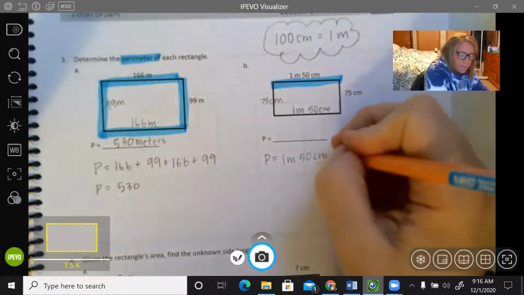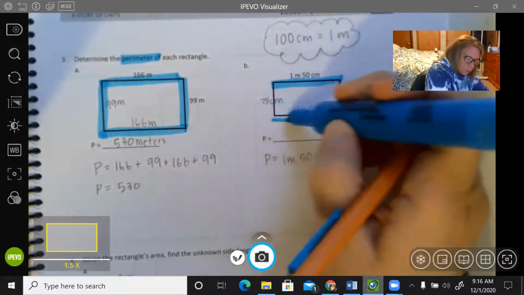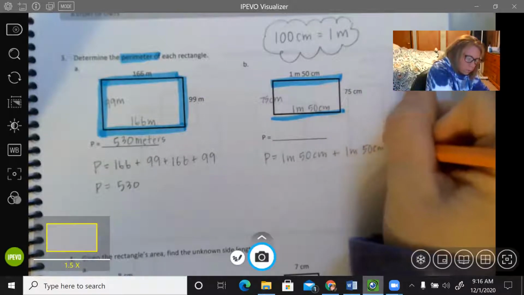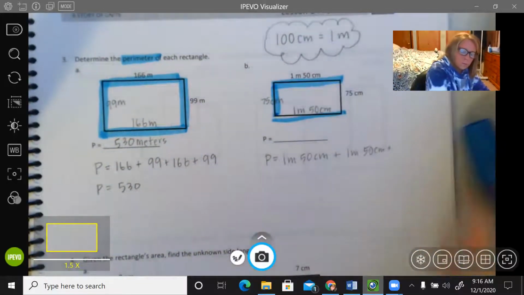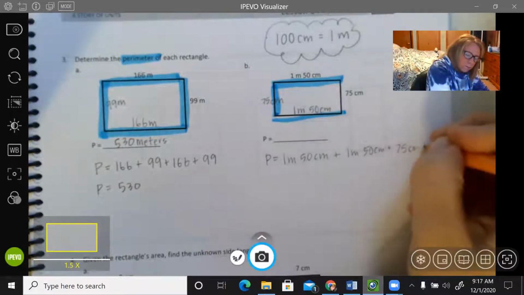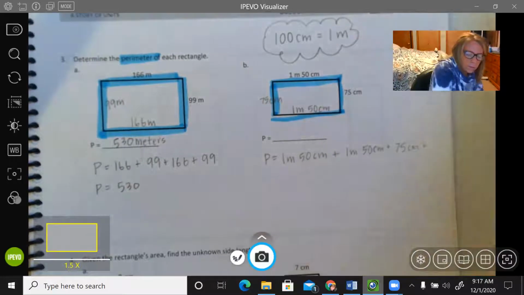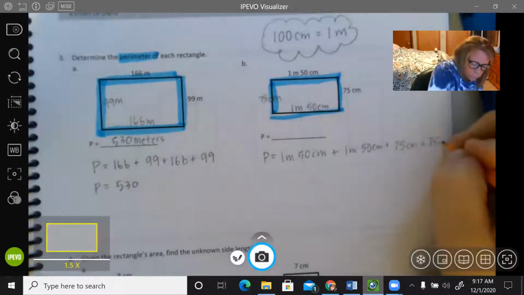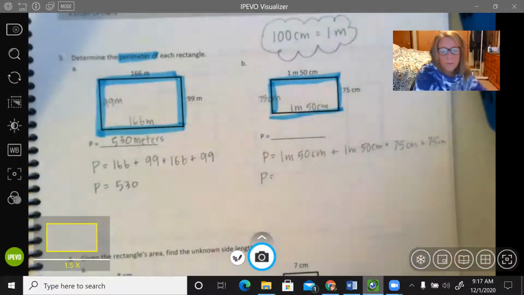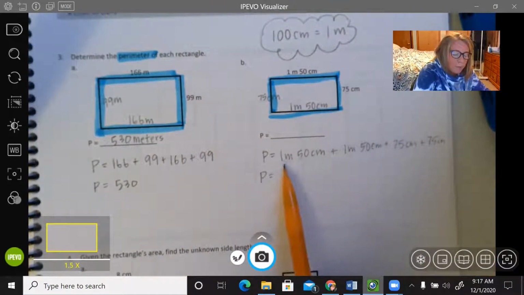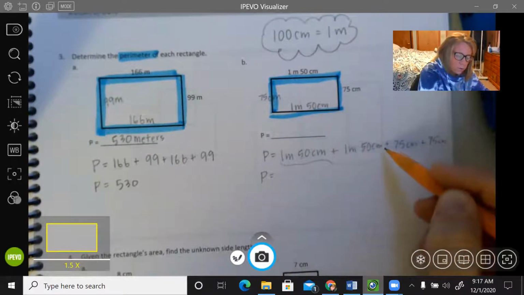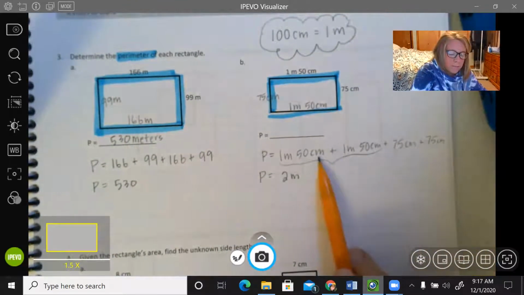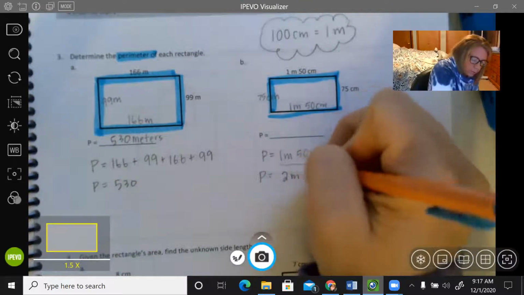I'm going to add my bigger sides together first. 1 meter, 50 centimeters, plus 75, plus 75. Okay, so for this one, I am going to break this up into some smaller parts for myself. So I know that I'm going to add these two together first. 1 meter plus 1 meter is 2 meters. 50 centimeters and 50 centimeters are 100 centimeters.